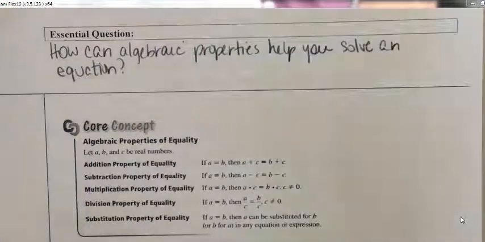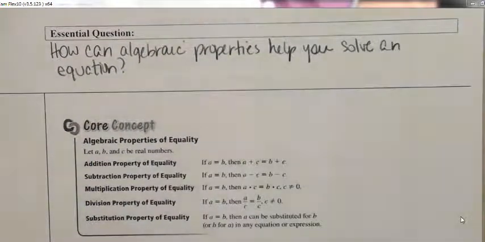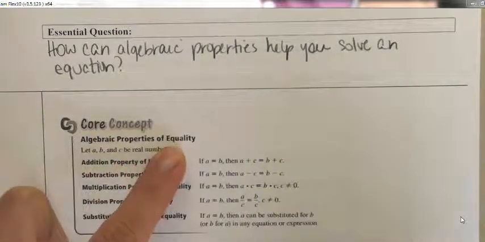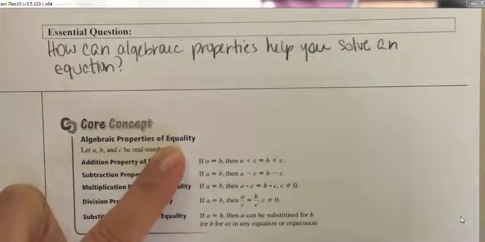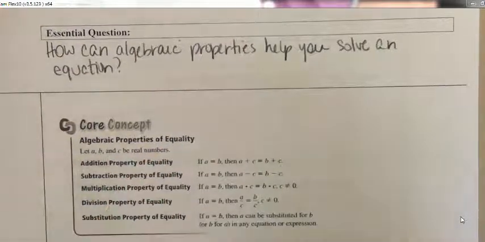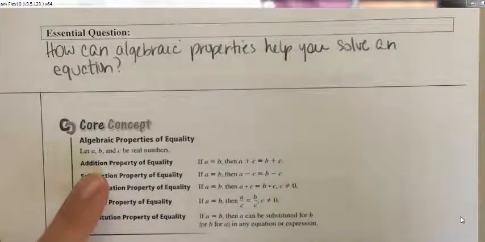This is all review. So our algebraic properties of equality means that we use these when two things are equal to each other, or in other words, like in an equation. Okay, so we're going to let A, B, and C be real numbers. That's all we work with in this class anyways. The first property is the addition property of equality.